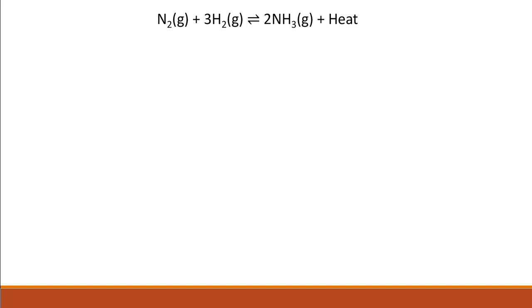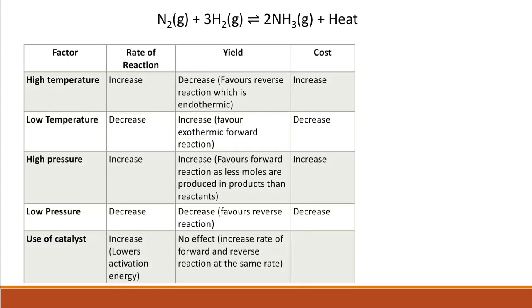So what are the different factors that affect the process? How can we increase the yield, and why 450 degrees, 200 atmosphere pressure, and the use of the catalyst? So let's look at the different factors.